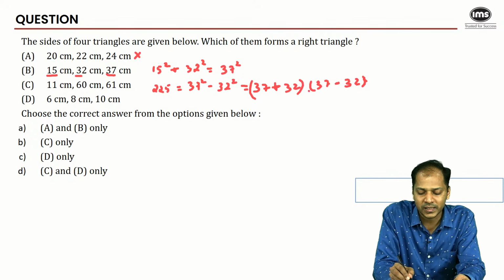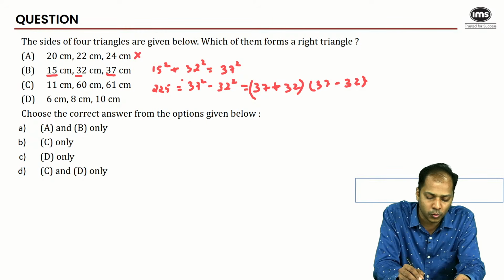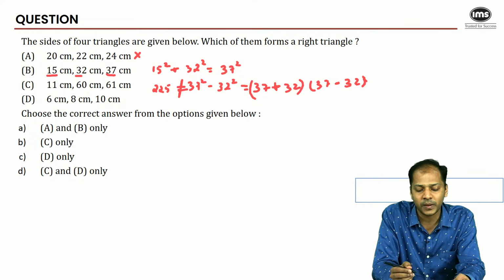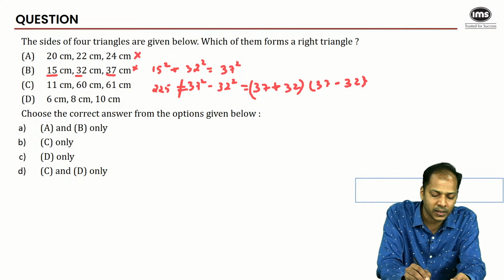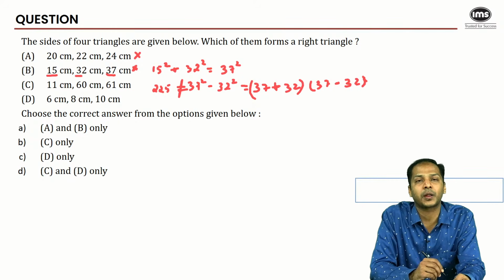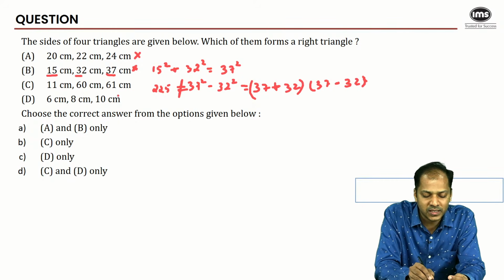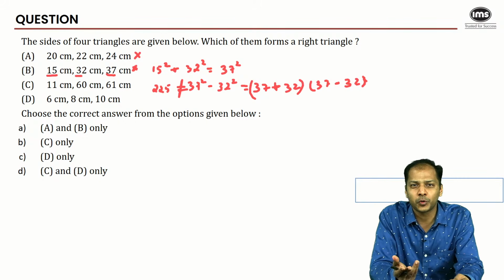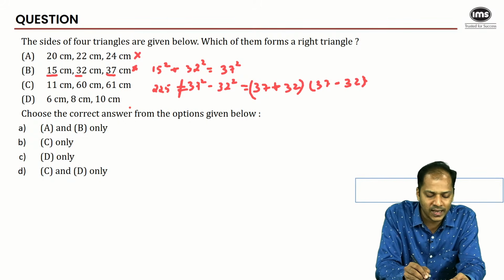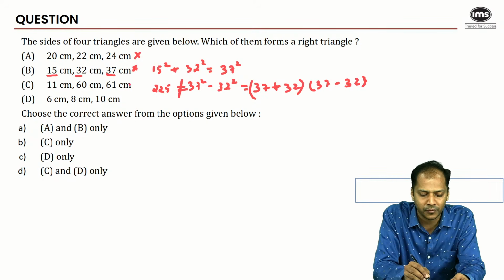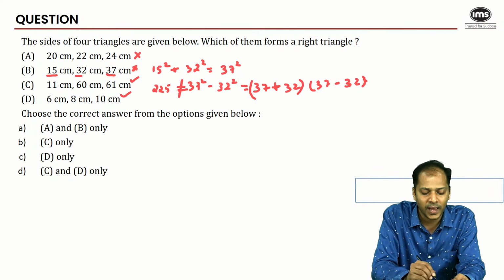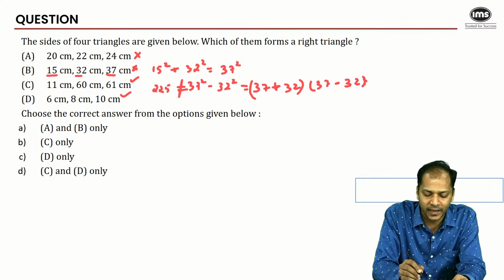37 plus 32 is 69. 69 into 5 is not 225. The equation is not being satisfied. Therefore, B1 is not a Pythagorean triplet. As far as option C is concerned, actually I know a few triplets by heart. So option C and option D I know by default are Pythagorean triplets, and therefore they are right angled triangles.